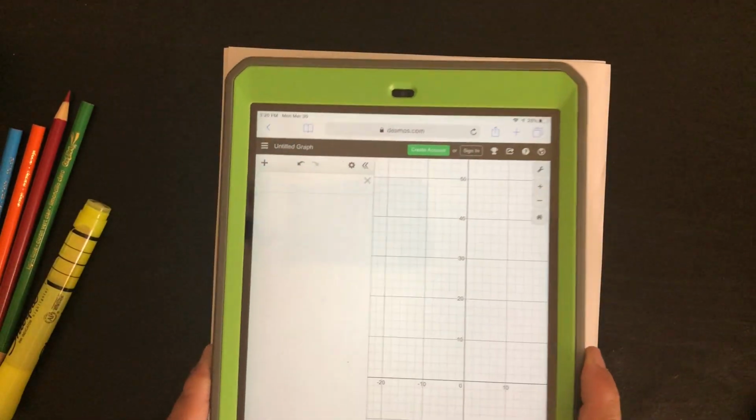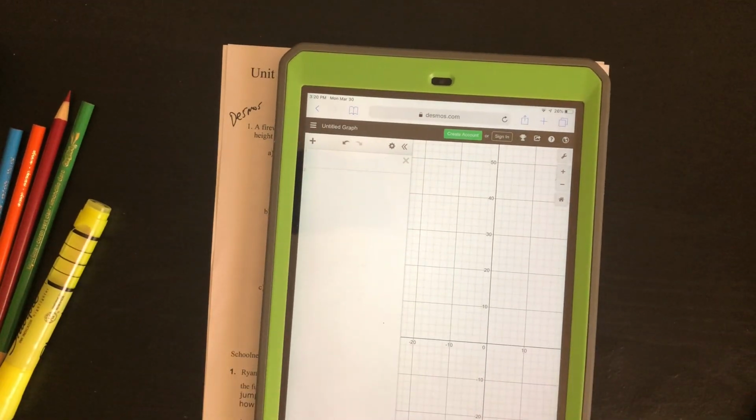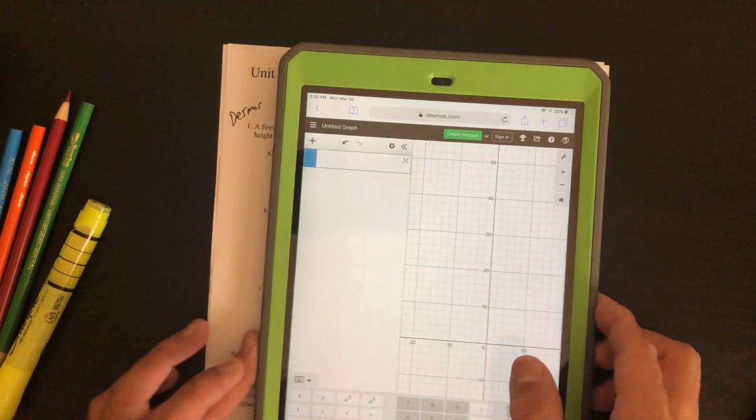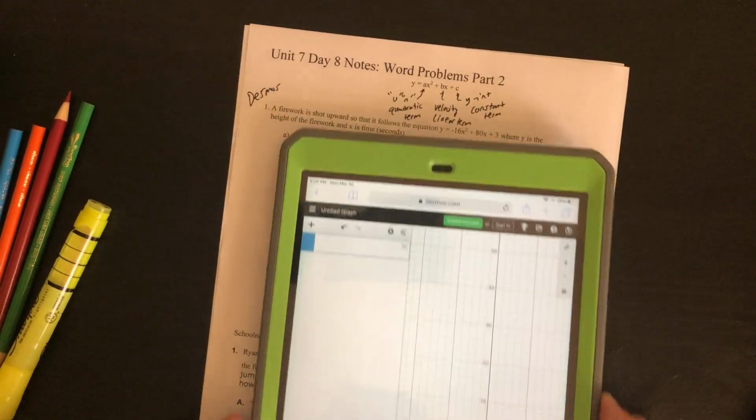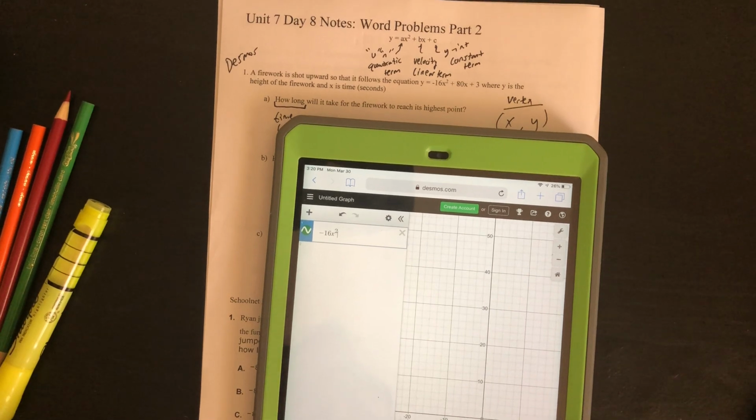So go ahead and take your computer, open up another tab, get your phone or get your tablet and go to Desmos.com and type in your quadratic equation, which is negative 16x squared plus 80x plus 3.